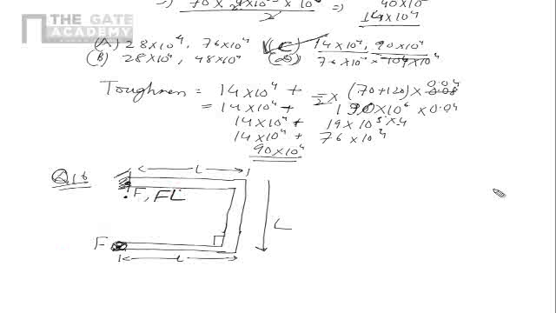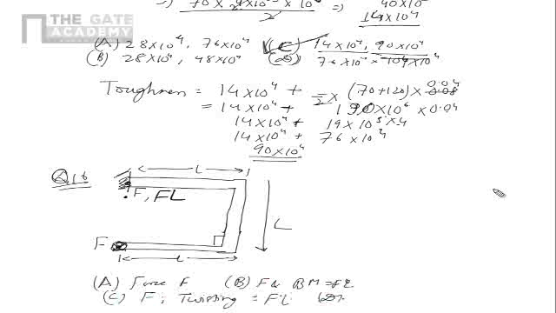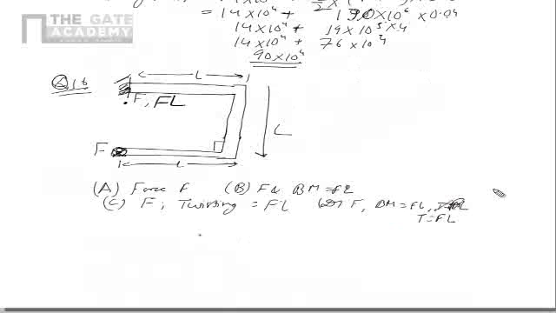So what are the answers given? Answer A is force F, option B is F and bending moment of FL, answer C is F and twisting moment of FL, and answer D is F, bending moment of FL and twisting moment of FL. So this is T equal to FL. So obviously answer C is the right answer, which is there is a force F and there is a torque or twisting moment of FL.